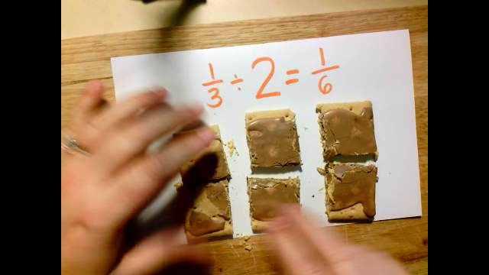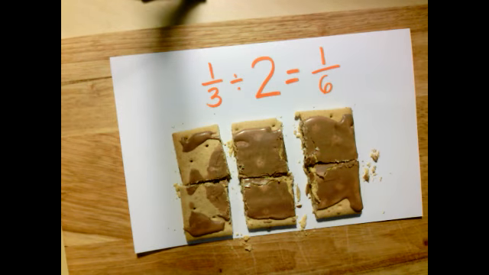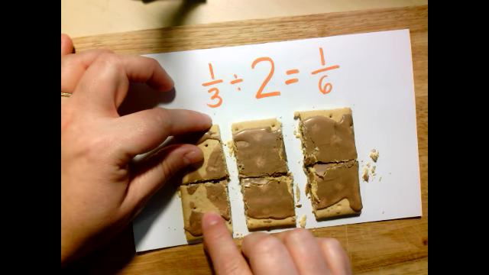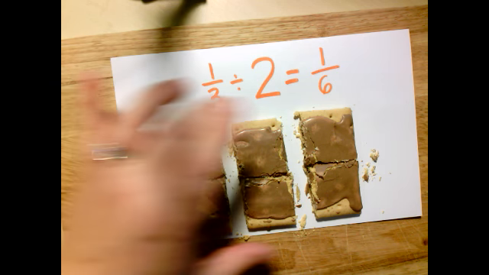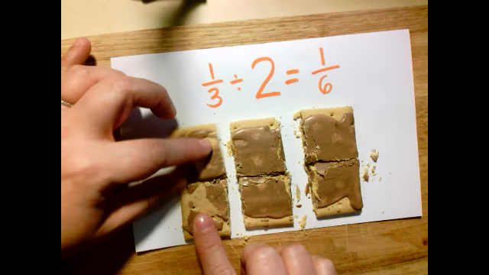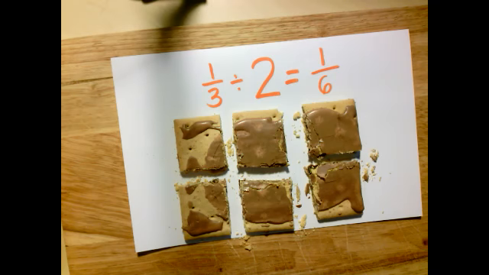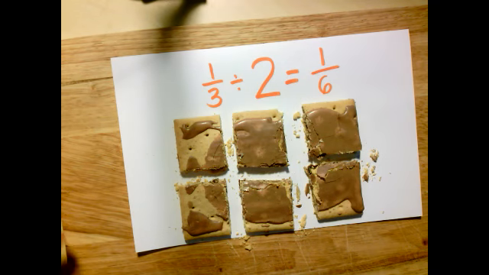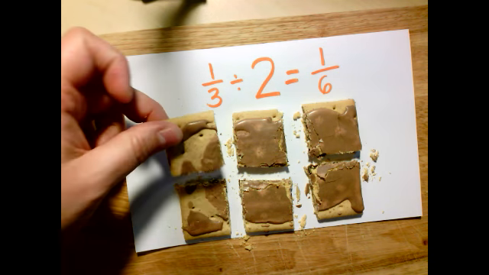You always work from one whole. We always have to acknowledge that there is one whole. So I took my one whole and I split it into thirds. So there's my 3 pieces. And then each third I split into 2 pieces. So there's 2 of each. And then I find out how much one piece now represents. So that one piece represents 1/6 of the whole.